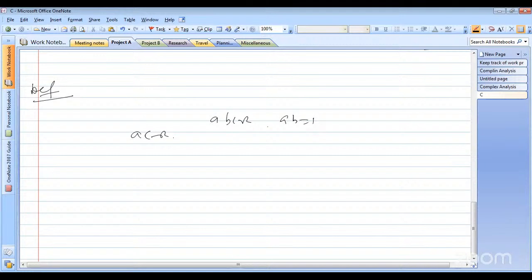A is said to be a zero divisor if there exists a non-zero B belonging to R such that AB is equal to 0. A is said to be an idempotent if A squared is equal to A.